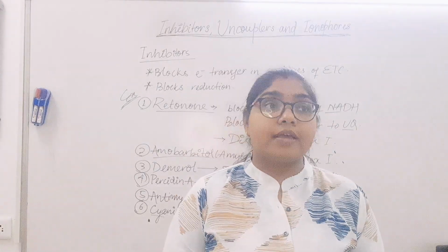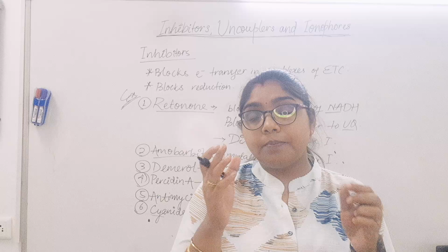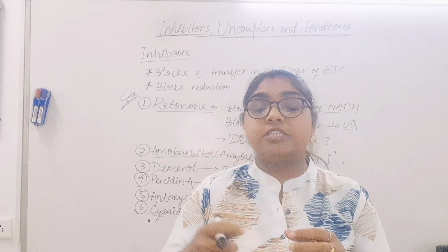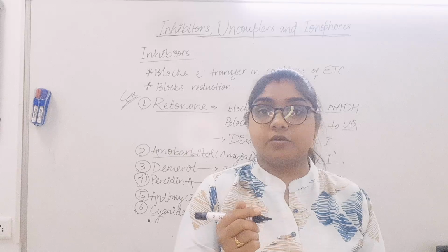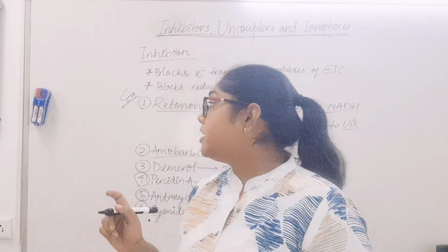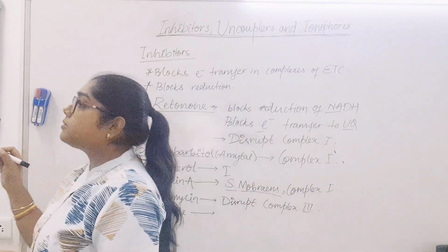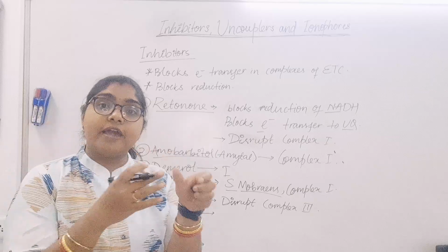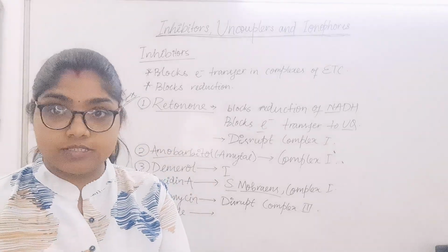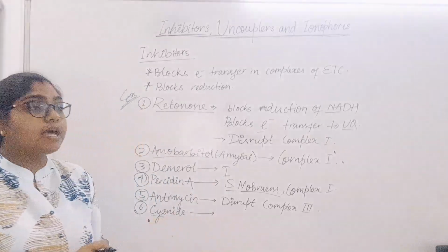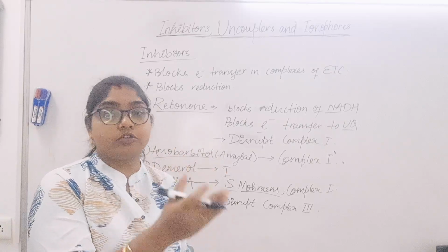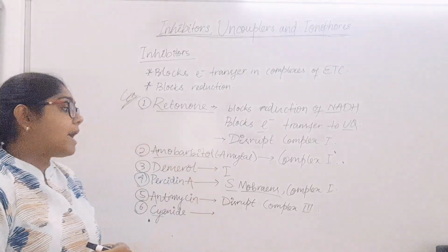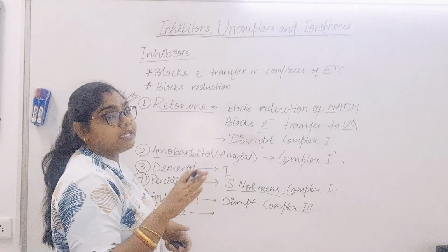What it does is block the transfer of electrons from cytochrome oxidase to oxygen. In complex 4, electrons are transferred from cytochrome oxidase to the final electron acceptor, that is oxygen. Cyanide blocks that pathway, so ATP synthesis does not take place.